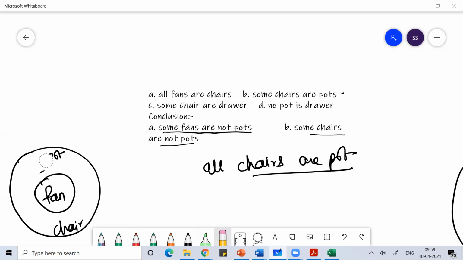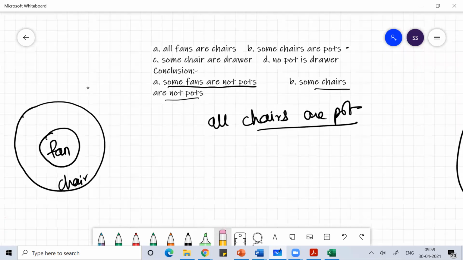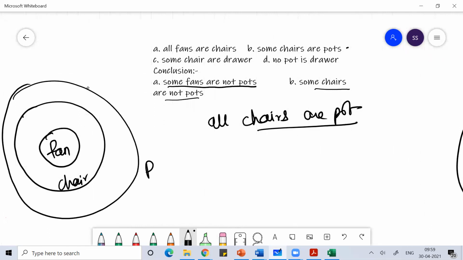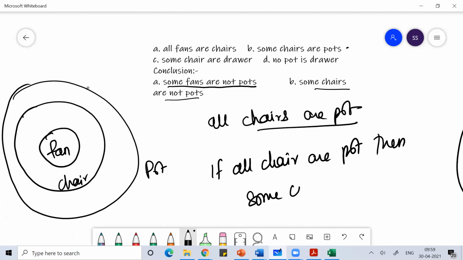But even then, I'll just show you that also. Just to prove or disprove, if you want, you can do that also. But that way it will not work. Just for your first time, because we are doing so, let's do that also. So all chairs are pot. If all chairs are pot, then some chairs are pot. Definitely that would be true.